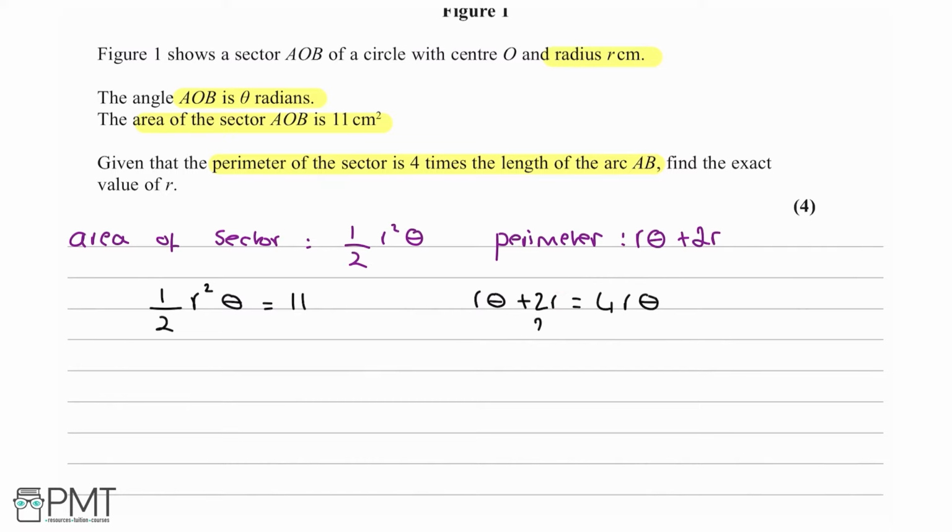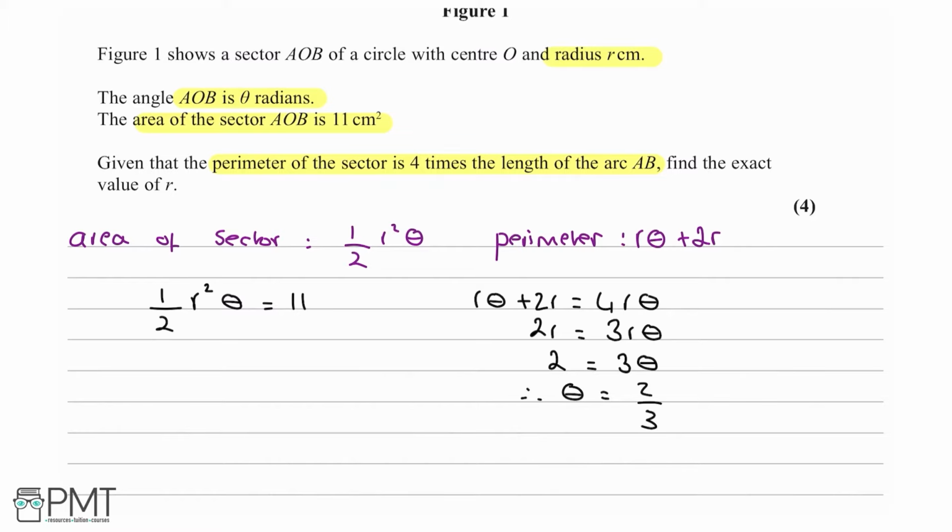So we know that 2r equals 3r theta. And what we can do is divide both sides by r, because we know that r is a unit of measurement, and in this case r isn't 0. So what we can do is say 2 equals 3 theta, and therefore theta equals 2 over 3.